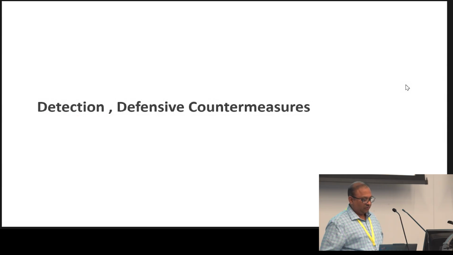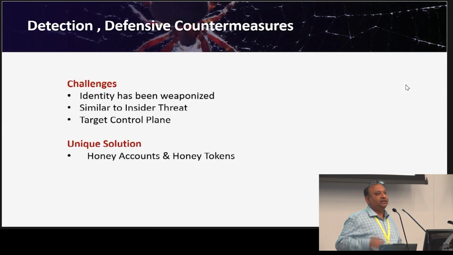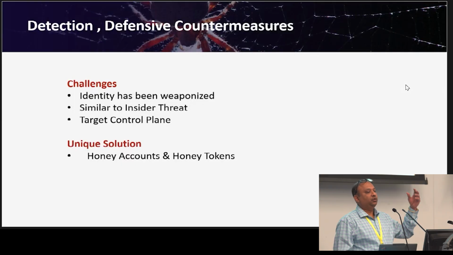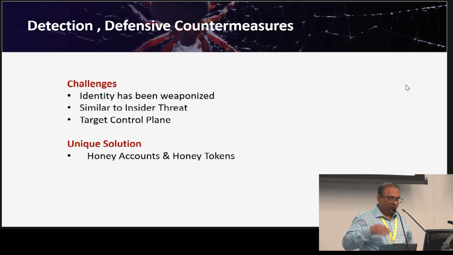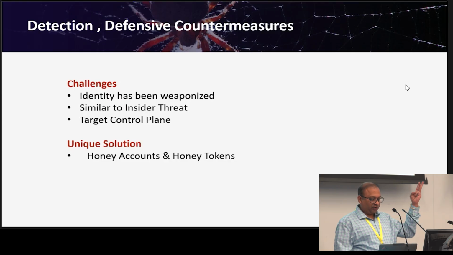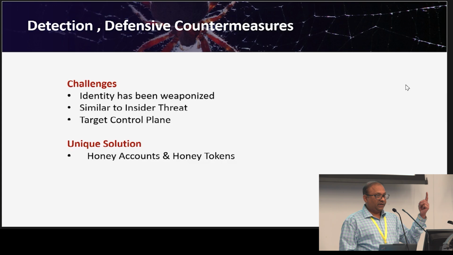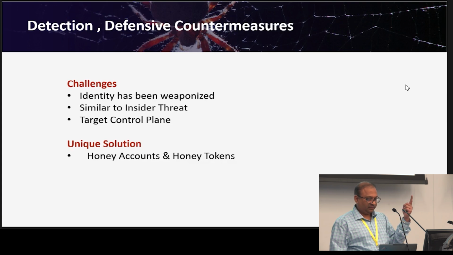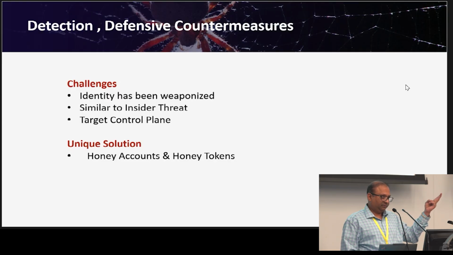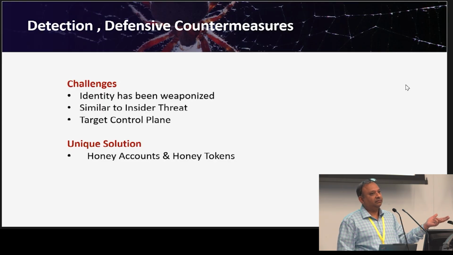Now let's look at what are the detection and defensive countermeasures that can be employed to first detect and then prevent such attacks. So before we jump into this, the three things I want you to really remember: one is identity has been weaponized. The second aspect is this is similar to an insider threat. Suppose a disgruntled employee goes about doing all kinds of things, it's very hard to detect. And the third one is the targeting of the control plane, which gives them complete access to the whole enterprise.